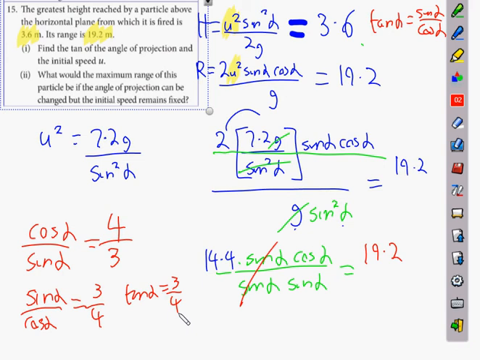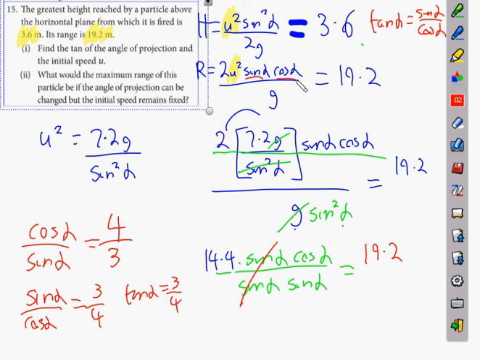And that's what I was asked to do, wasn't it? Okay, now, do you want me to find out what u is? In any of these equations, I need to know what either sine alpha or cos alpha is to use them. And then I can find out what u is.